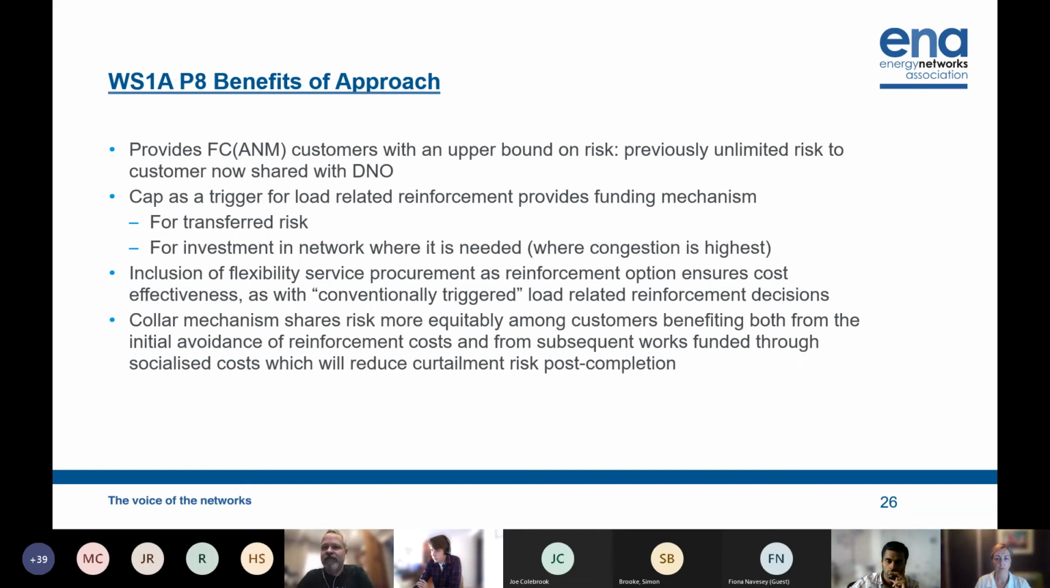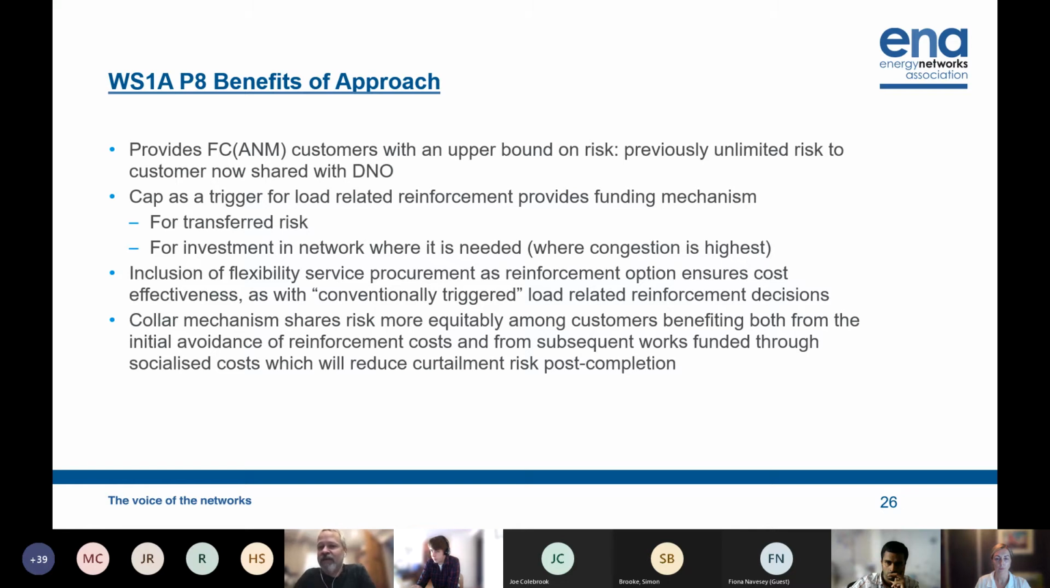So in terms of benefits of this approach, the key one, obviously, with the cap is that customers have an upper limit on their curtailment risk. The use of the cap as a trigger for load-related reinforcement provides a funding mechanism, partly for the transferred risk towards the DNO, but it also helps fund investment in networks where that reinforcement really is needed, so where congestion is highest. And again, just to reiterate, flexibility service procurement is included as part of reinforcement options, just as we would consider them for any other conventionally triggered load-related reinforcement.